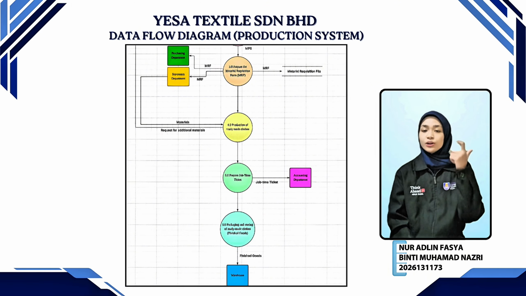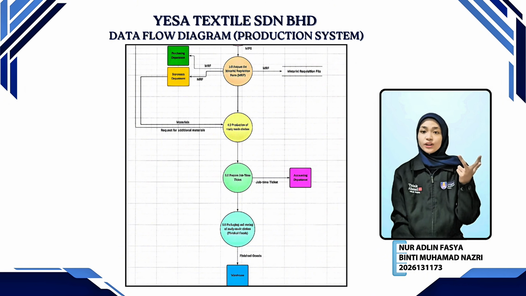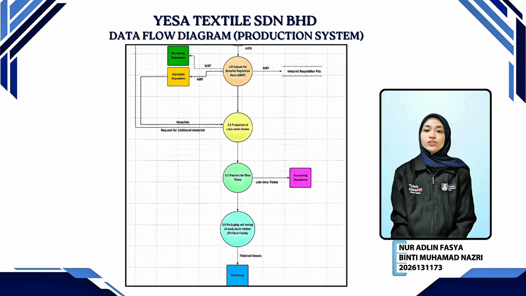Finally, process 6.0, which is packaging and storing of ready-made clothes. The completed product from the production process becomes the input for this stage. Here, the finished products are packed and organized before being classified as finished goods. The final output is then transferred to the warehouse where the products are stored until they are ready for distribution or delivery. Overall, this DFD illustrates how information flows between entities, processes, data stores, and departments to ensure that every stage of the production cycle is properly planned, recorded, and controlled.